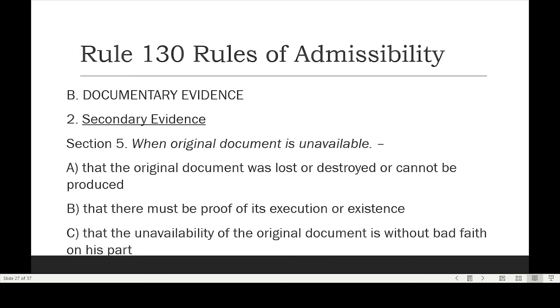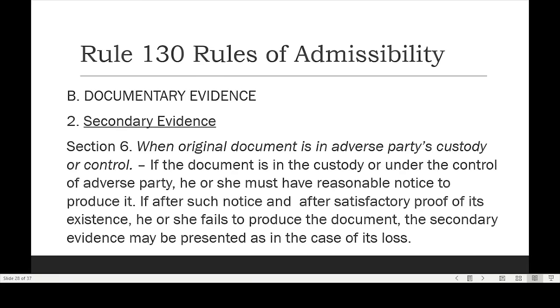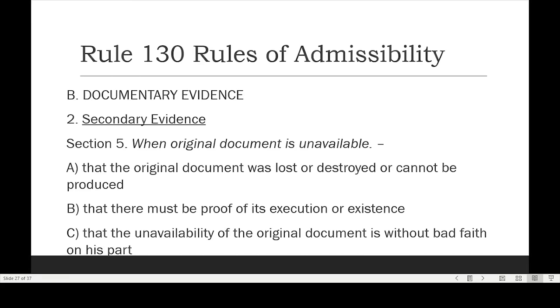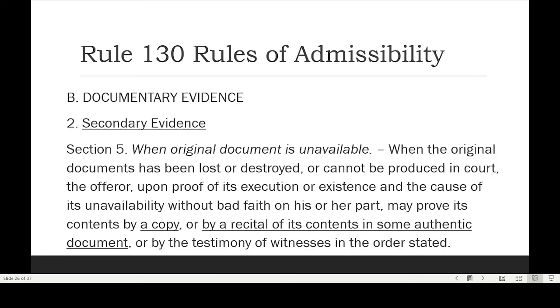So dapat walang bad faith dun sa part ng offeror, yung nagpre-present ng secondary evidence. Dapat walang bad faith sa kanya, or hindi siya ang dahilan, or wala siyang intention na sirain or destroy yung original document. Okay, so those are the requirements. And if these requirements are complied with, then a copy or a recital of its contents in some authentic document or testimony of witnesses in the order stated may be presented as secondary evidence. Okay? But remember, in the order stated.